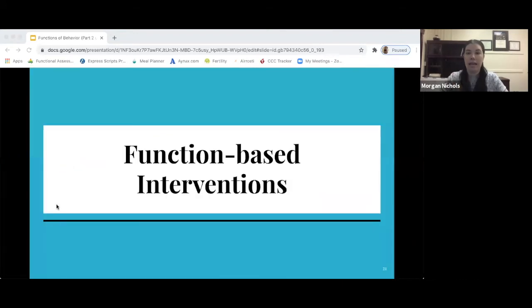So now that we know what the four functions of behavior are, or why a behavior might occur, we're trying to get or attain any of those outcomes, or we're trying to avoid some of those outcomes, right? We kind of have an idea of why the behavior is occurring. We need to know what we can do about it, right?